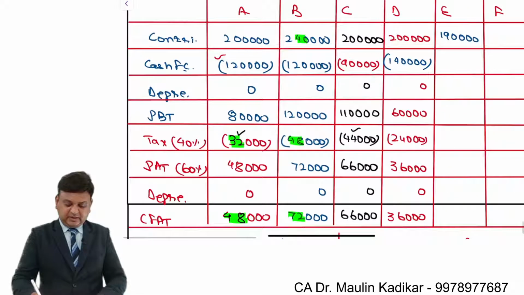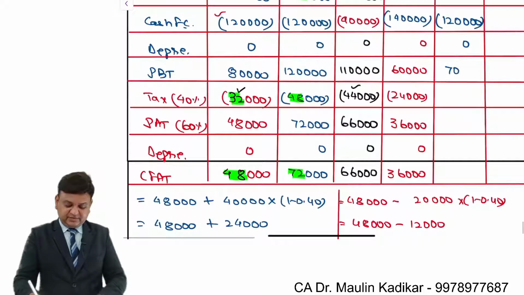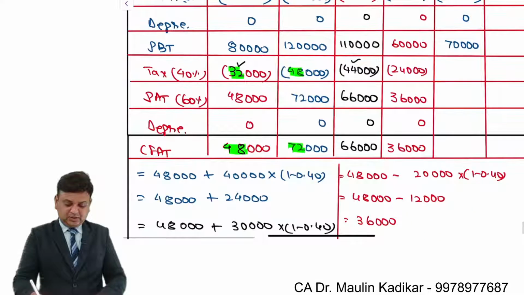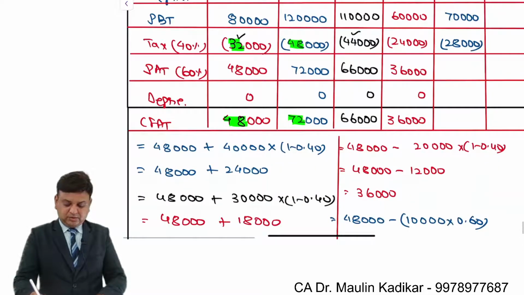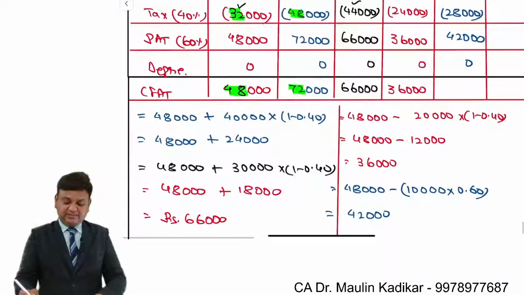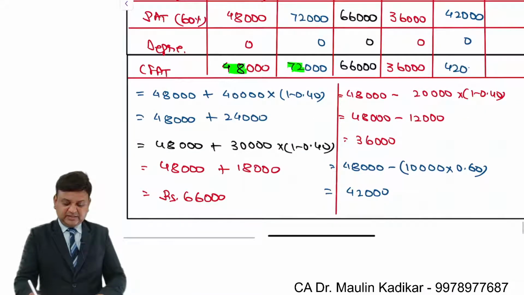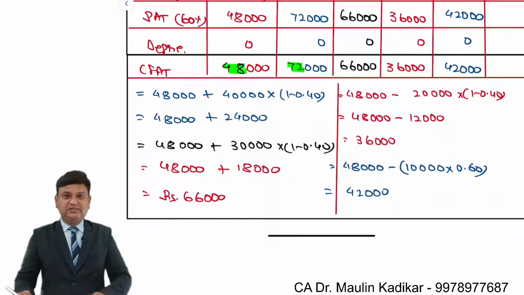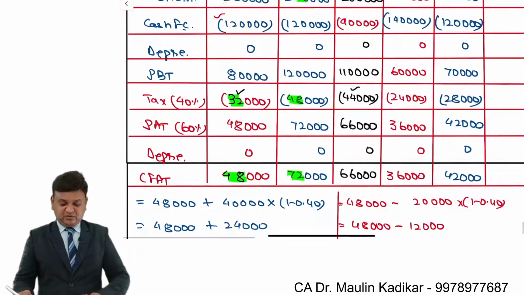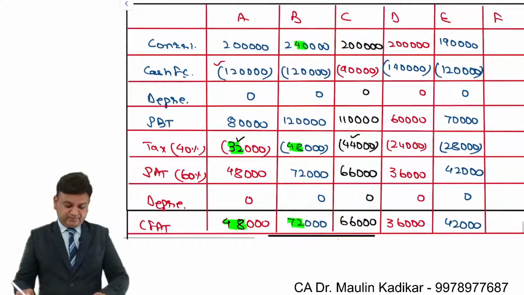This is 120. This is again 0. This is 70,000. This is 28,000. 42,000. Again add back depreciation 0. And this is 42,000. This is the way we can have the working to be made. Next question.